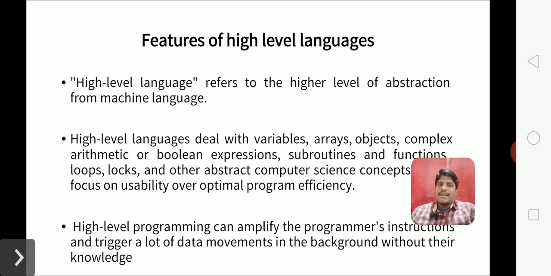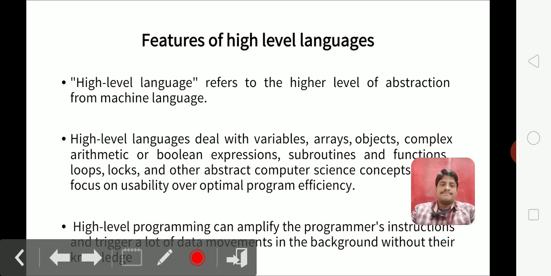High level language also amplifies the programmers, and it triggers the movement of data from one part to another without our knowledge. In the background, there is movement of data from one variable to another variable, and there will be manipulation and calculation carried out on the variables. All this movement of data happens behind your screen. All these things can be achieved with the help of high level language.